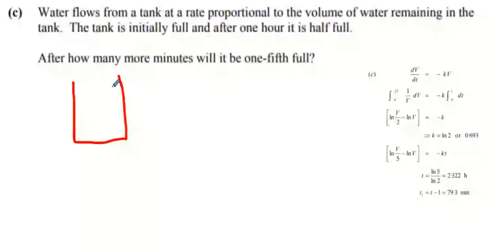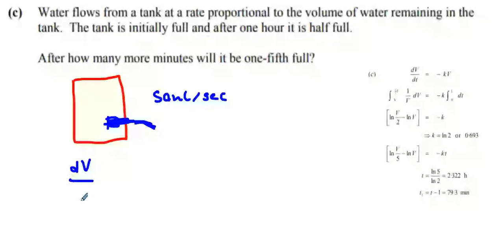So anytime a tank leaks water, you're talking about volume over time. Let's say it's leaking 50 milliliters a second. That's volume leaking per unit time. So that's why you're going to start off with dV/dt, which describes the volume of water.